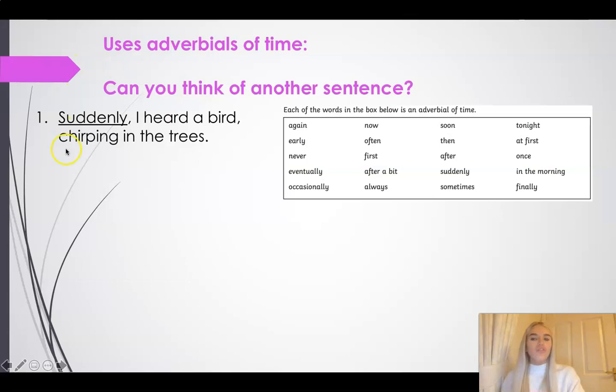Have a look. What form of punctuation have I used after my adverbial of time? Can you see? That's right, I've used a comma. We need to always make sure we're using commas after our adverbials of time. If you didn't quite think of one there, can you think of another sentence using an adverbial of time? You don't have to write it down, just say it to someone next to you or say it to yourself. Pause the video here and have a think.